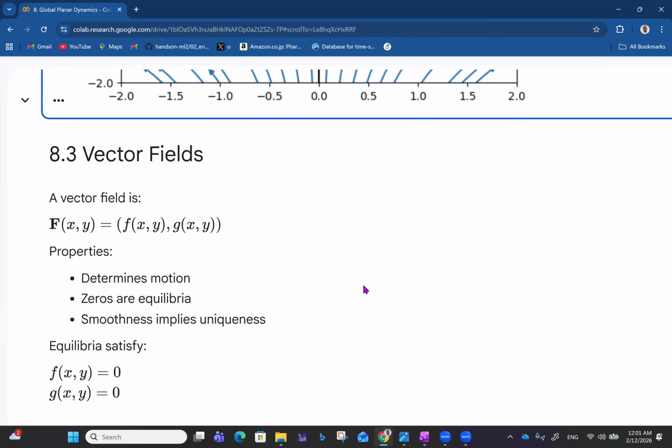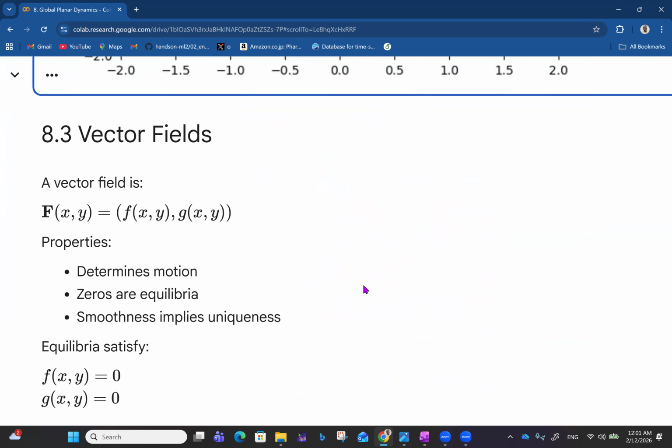So let's talk about vector fields now. A vector field is F of x comma y, which equals the pair f of x comma y, g of x comma y. And the property is that a vector field determines the motion.